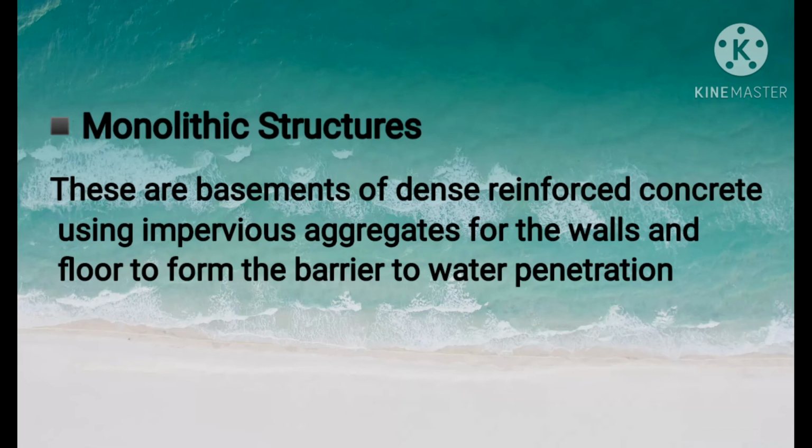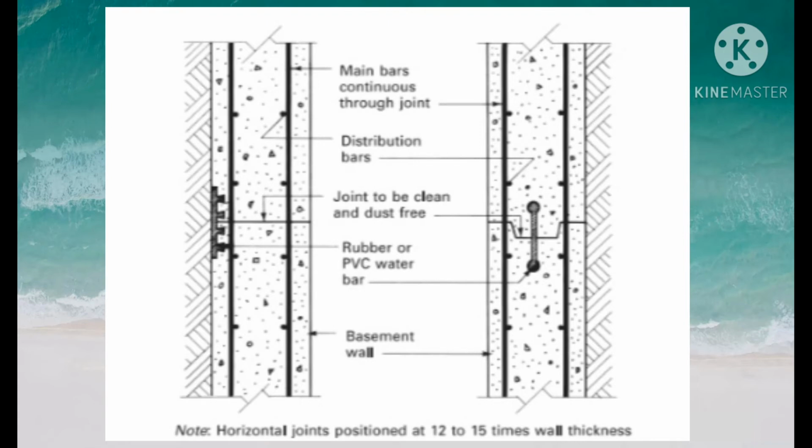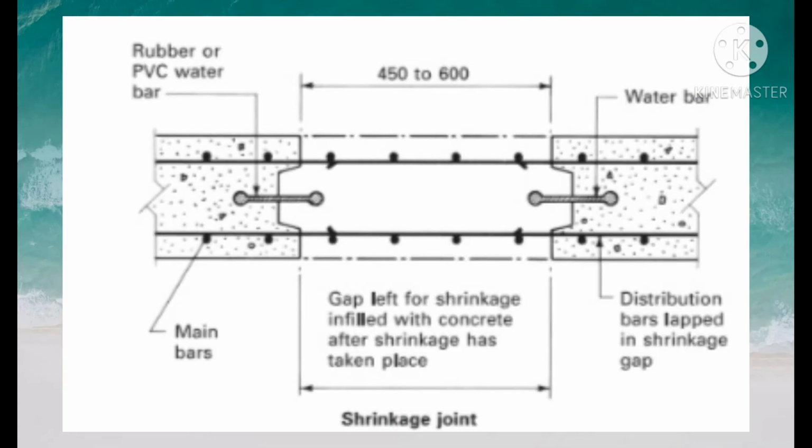Monolithic structures. These are basements of dense reinforced concrete using impervious aggregates for the walls and floor to form the barrier to water penetration. The figure here is an example of monolithic structures. Great care must be taken with the design of the mix, the actual mixing and placing, together with careful selection and construction of the formwork if a satisfactory water barrier is to be achieved.